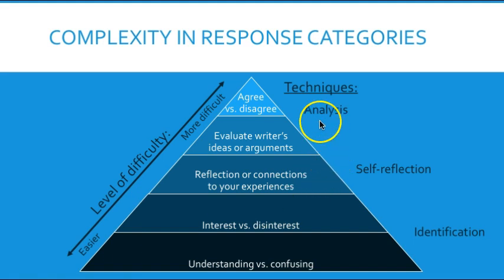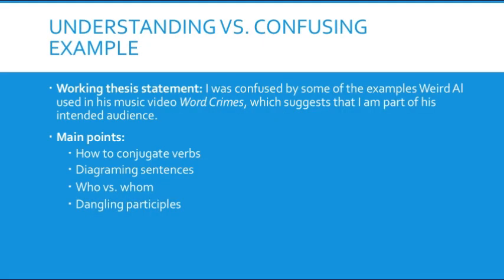And the techniques here that you need to use for these different categories, again, analysis, which is more complicated than self-reflection, which is more complicated than simple identification of the way that you're feeling. So we have examples here for each of the different categories of response, and we have a working thesis statement that could help kick off the development of an essay, and some example main points that could be used in creating an outline or working on a draft of an essay.